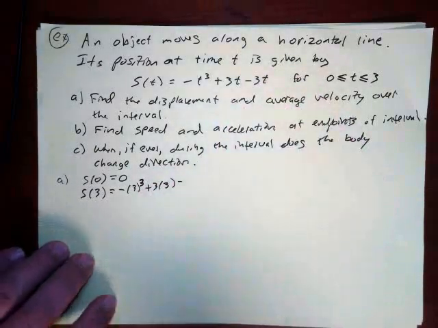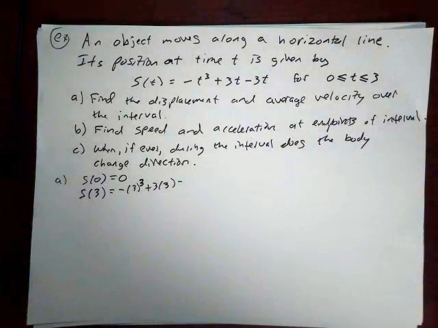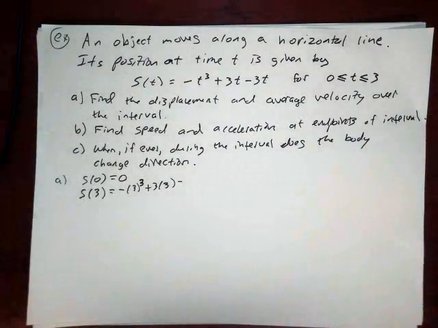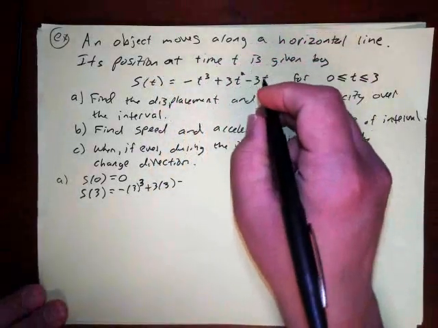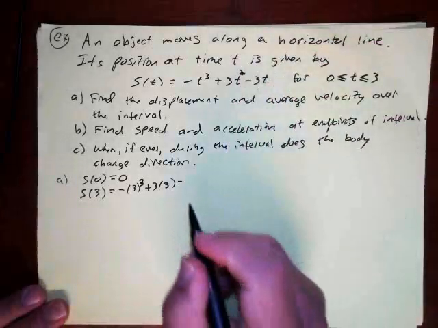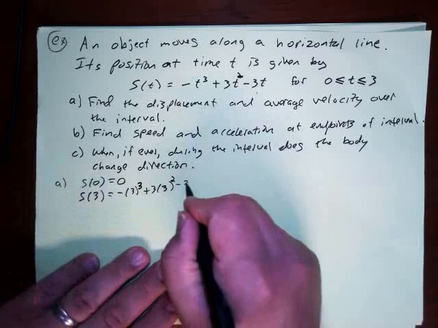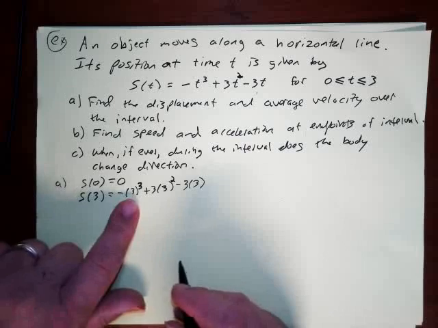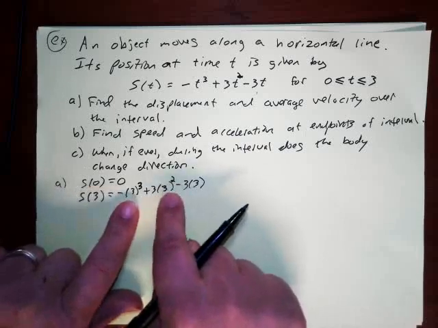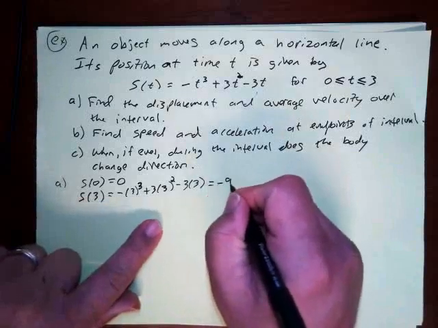I think that should be squared. Let me double check here. Yeah, that should be squared. Otherwise, those two would just cancel out, right? So this will be squared, and then 3 times 3. So we got negative 3 cubed, which is 27, and this would be 27, so those cancel out, and we're just left with negative 9 here.